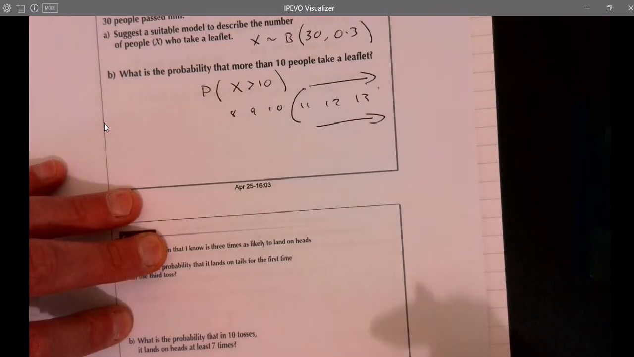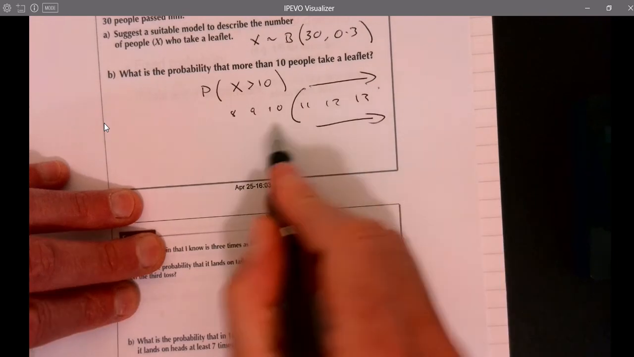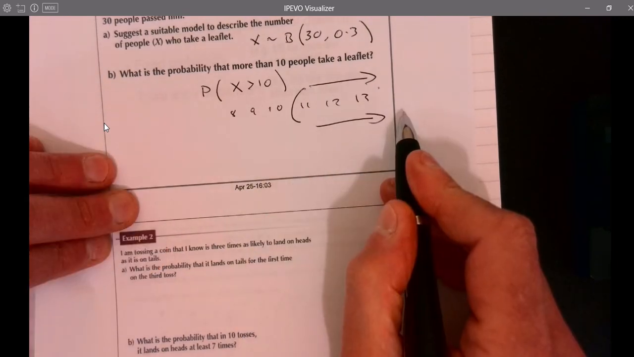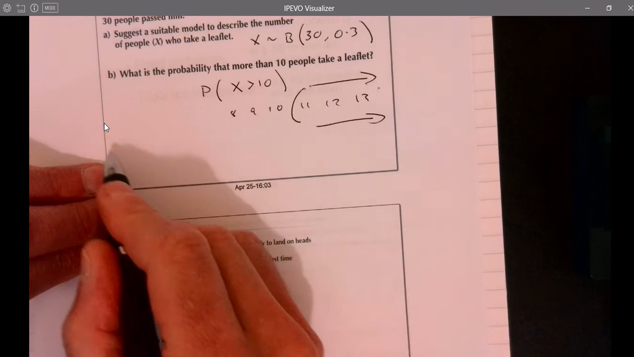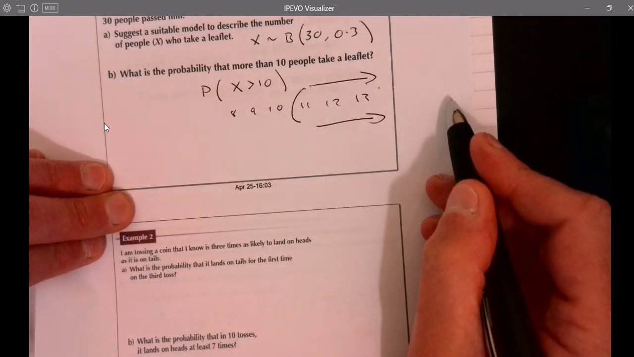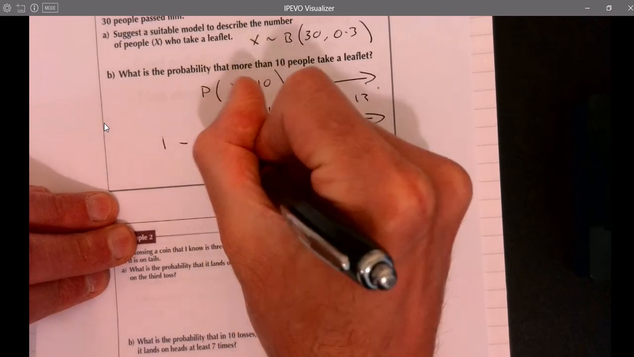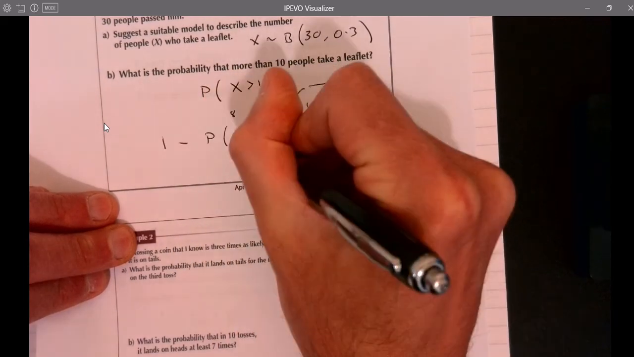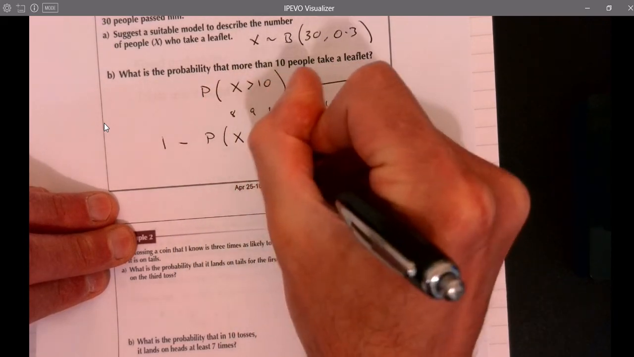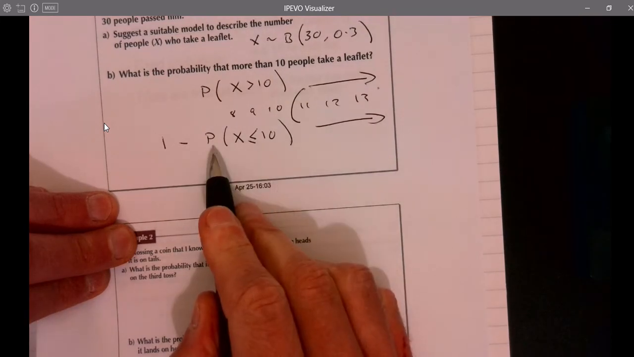What's the probability that more than 10 people? So it doesn't include 10 people. So I want these people over here. I want to work out the answer over here. So how to do that? Well, remember, all the probabilities together should equal 1. So the easiest thing to do here is to do 1 minus the probability that x is less than or equal to 10. And you can simply just use your calculator to do that bit there.